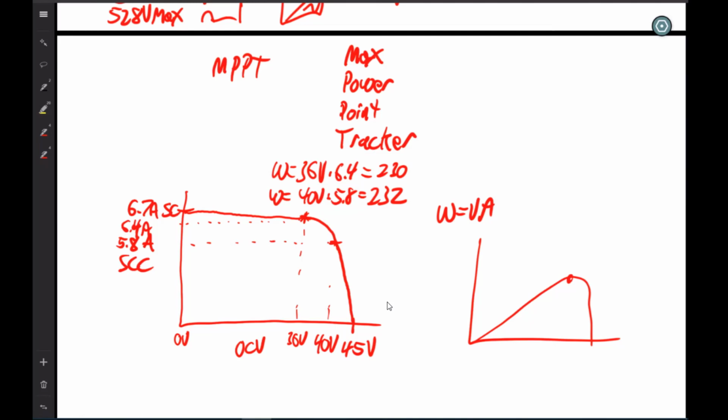The maximum power point tracker is tracking this curve and finding the peak of the wattage versus volts. So it's varying the voltage on this curve and finding where the product is greatest. Watts equals volts times amps.